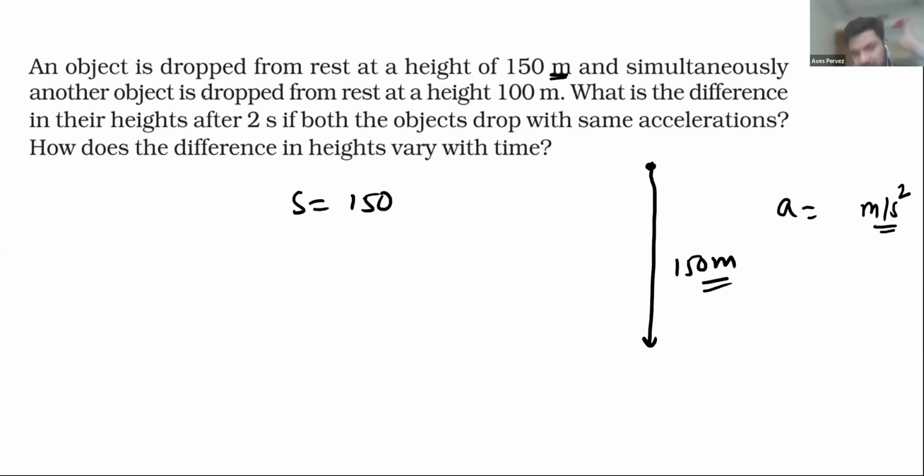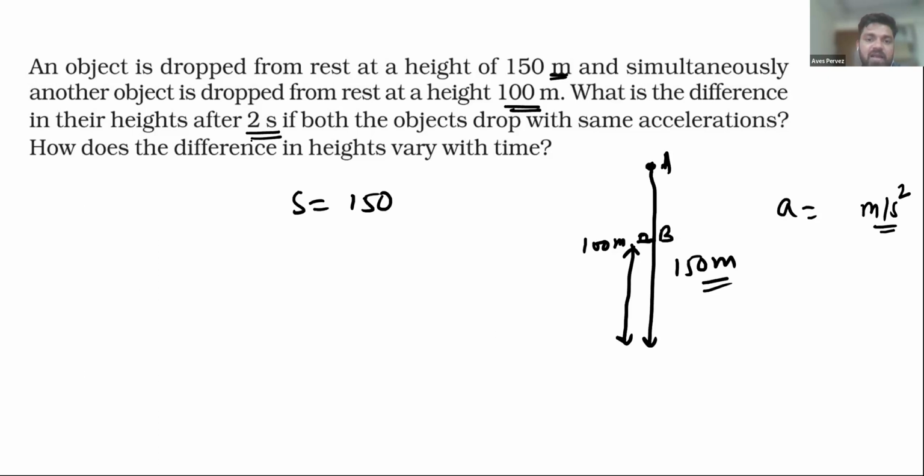And simultaneously, another object is dropped from rest at a height of 100 meter. This is 100 meter. And from this height, another object is dropped. They are dropping simultaneously, which means when this object was dropped from position A, the other was dropped from position B at the same time. What is the difference in their height after 2 seconds?